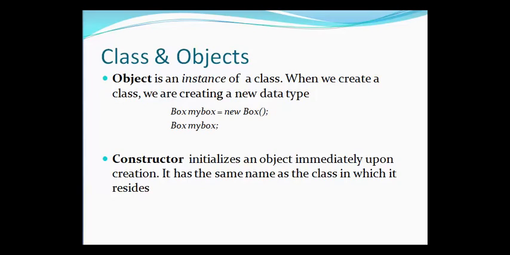Constructors. Java allows objects to initialize themselves when they are created. This automatic initialization is performed through the use of a constructor. A constructor initializes an object immediately upon creation. It has the same name as the class in which it resides, and it is similar to a method. Once defined, the constructor is automatically called after the object is created, before the new operator completes. It has no return type, not even void.